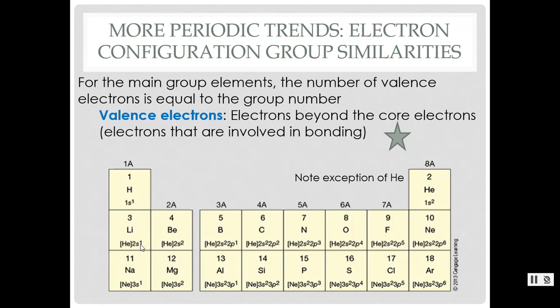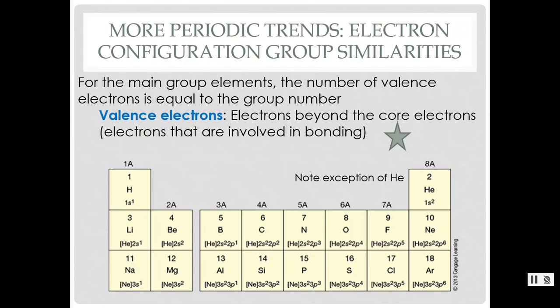And for main group elements, it happens to be equal to the group number. So all the elements in group 1A, they all have one valence electron. Elements in group 2, they all have 2 valence electrons. The one exception shown here is helium. Helium is a noble gas, it's in group 8A, but it has 2 valence electrons. And we are skipping the transition metals because they do not follow this trend.